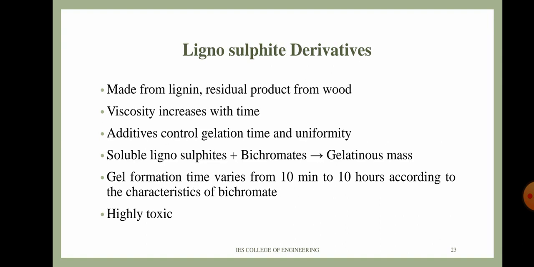Next, discussing lignosulfate derivatives. Lignosulfate derivatives are formed from lignin, which is a residual product from wood. This has the property that its viscosity increases with time, and additives control the gelation time and uniformity of this derivative.